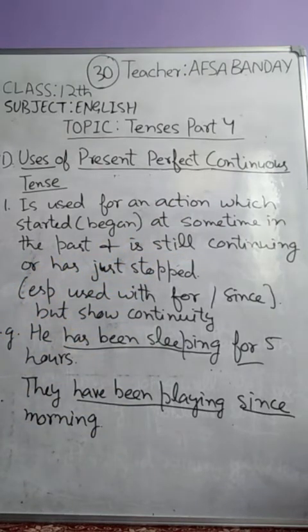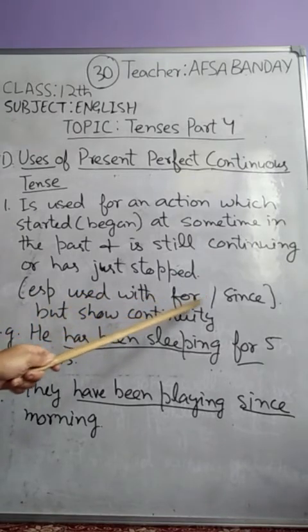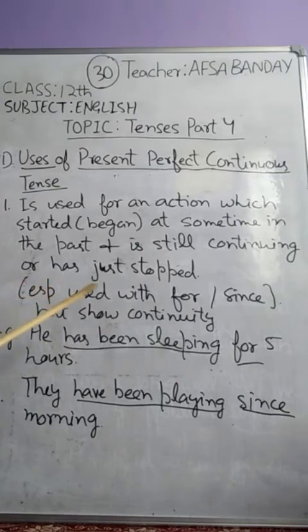Again, we can say that there is a connection between past and present, but what is the difference here? That the action from the past up to present, it's continuous. There is a continuity in the action. So in that case, we use present perfect continuous tense. For example, and especially we use it with for, since, but it should show a continuity from the past until now. For example, we say he has been sleeping for 5 hours.